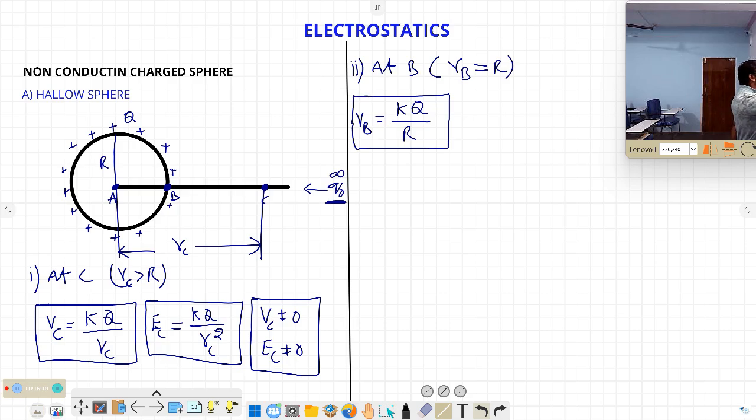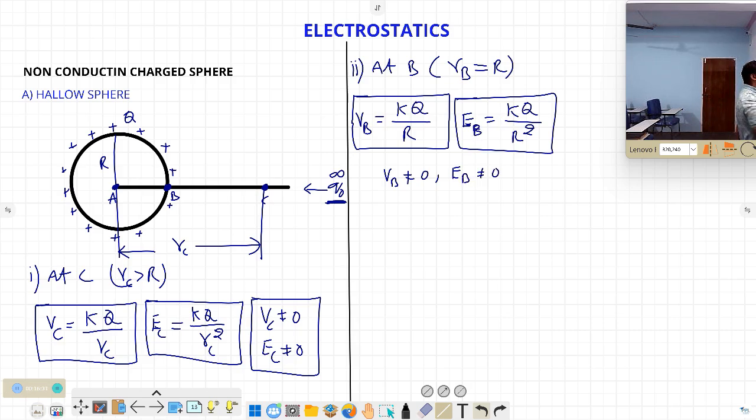Now similarly, what is the electric field? Electric field we already did in the previous class. Electric field at the B point is EB, what can I write? K into Q by capital R square. So I can conclude some points here: VB is not equal to 0 and EB also not equal to 0. This is not C, this is the B point. So both are not equal to 0. That is important to understand here.